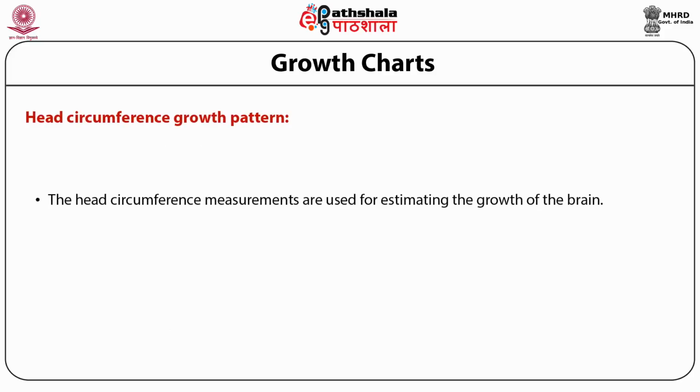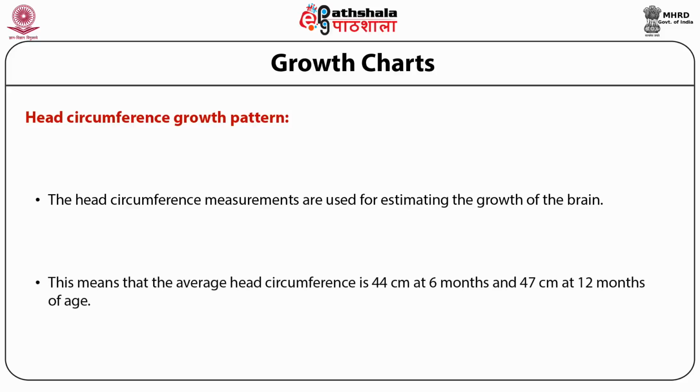Head circumference growth pattern. The head circumference measurements are used for estimating the growth of the brain. At birth, the head circumference of the term baby averages 34 centimeters. The head circumference grows most rapidly in the first year: 2 centimeters monthly in the first 3 months, 1 centimeter monthly during the next 3 months, and 0.5 centimeters monthly in the last 6 months. This means that the average head circumference is 44 centimeters at 6 months and 47 centimeters at 12 months of age. Thus, the head circumference grows by 12 centimeters during the first year.